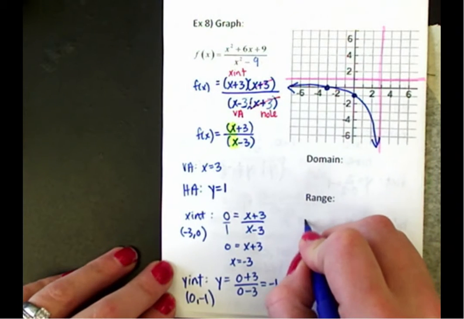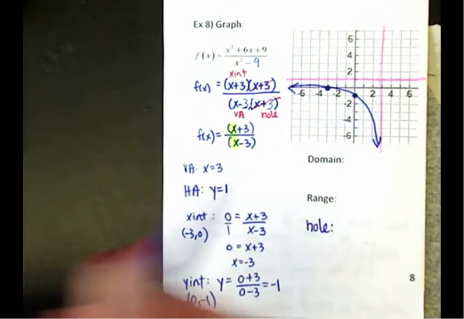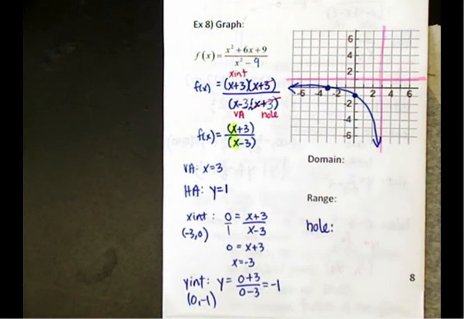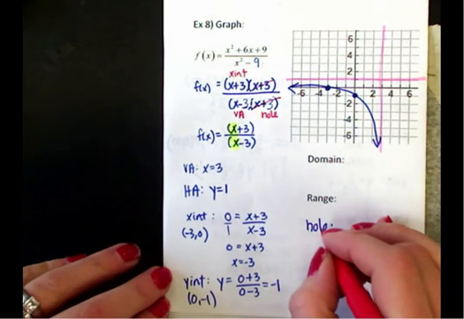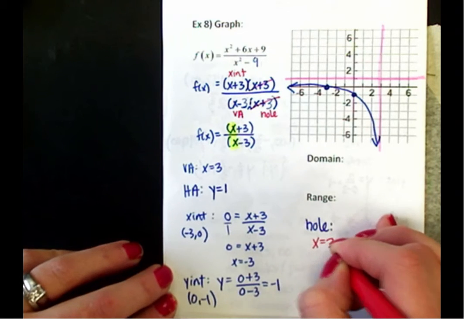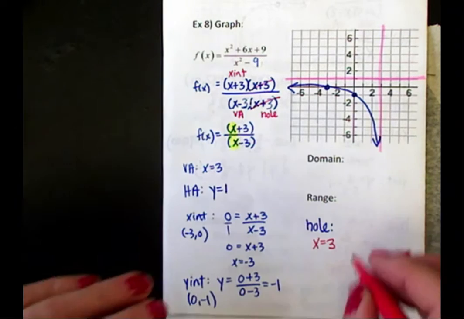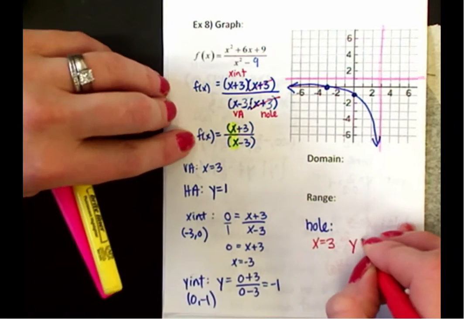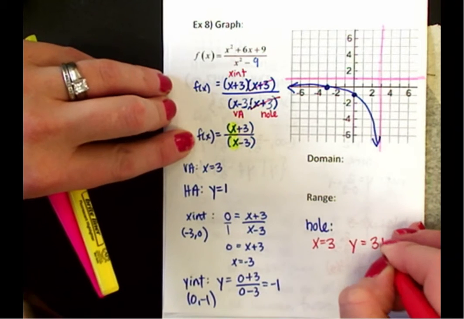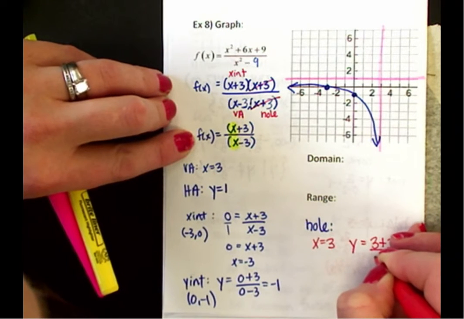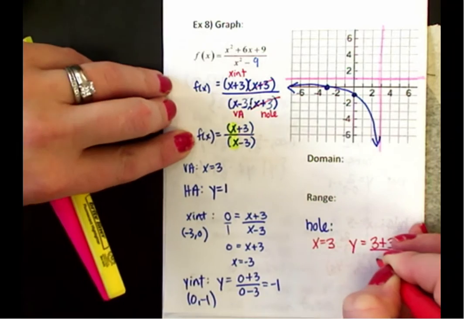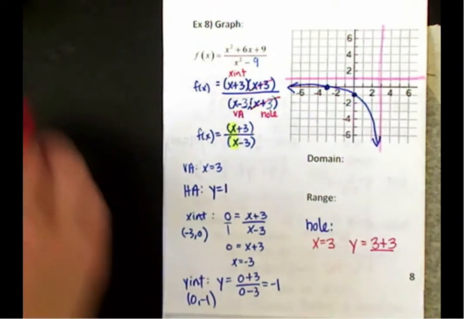Hole. Right, because I do have a hole labeled up here at the top. I do need to find it. It's just an additional point that is an open circle. X equals -3. Y equals 3 plus 3. It's at -3. Sorry, -3.